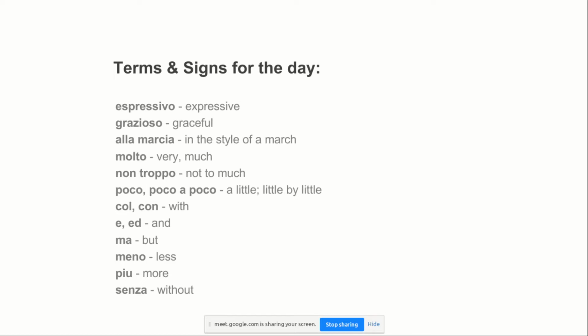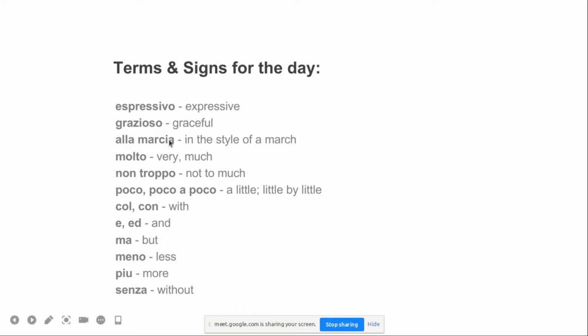So as usual, we begin with terms and signs for the day. And these are the terms you're going to learn today. I believe they are still Italian terms. So the first term is espressivo, which means expressive. The second term is grazioso, which means graceful. These terms are kind of related. I think the English words are derived from these Italian words: espressivo, expressive, grazioso, graceful. They look kind of similar.